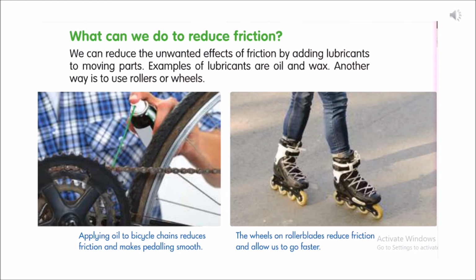So for example, in the two pictures, the man is applying oil to the bicycle chain to reduce friction to make pedaling smoother. This also will reduce the wear and tear and the heat that is produced. And the girl in rollerblades, it will reduce the friction and allow the rollers to go faster instead of just walking. We also know that we can add some wheels onto heavy things to help move them.